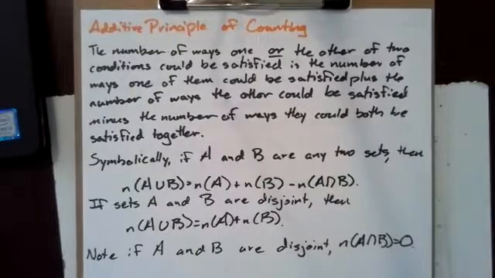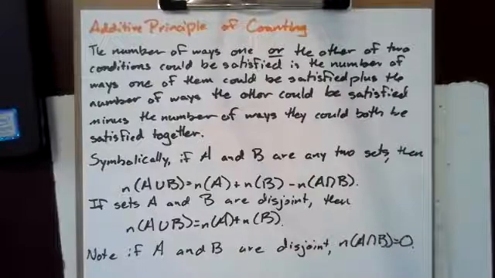The additive principle of counting, the number of ways one or the other of two conditions could be satisfied, is the number of ways one of them could be satisfied plus the number of ways the other could be satisfied minus the number of ways they could both be satisfied together. Symbolically, if A and B are any two sets, then the number of elements in A union B equals the number of elements in A plus the number of elements in B minus the number of elements in A intersect B.